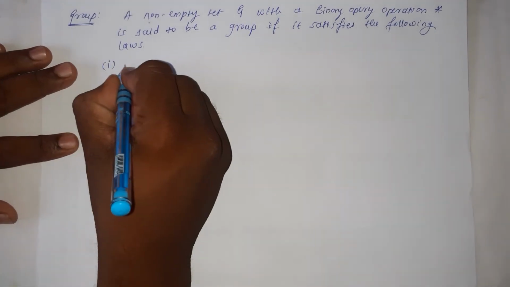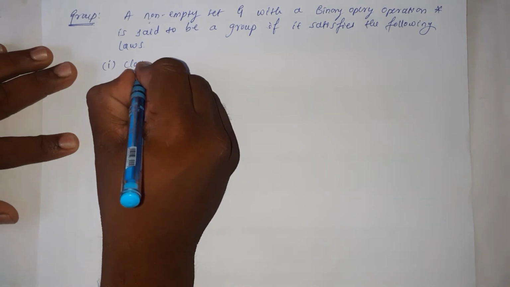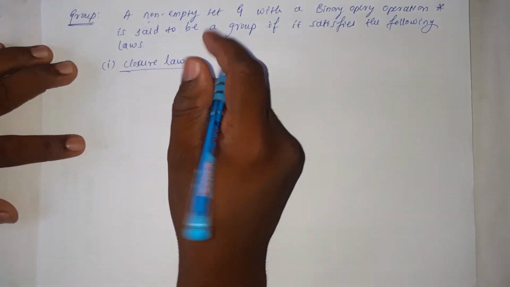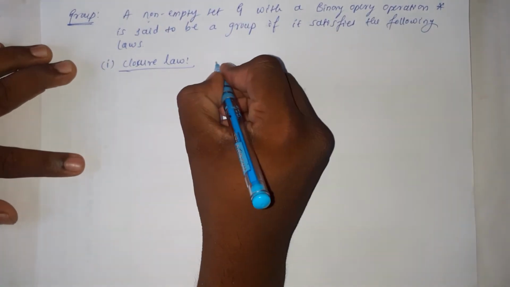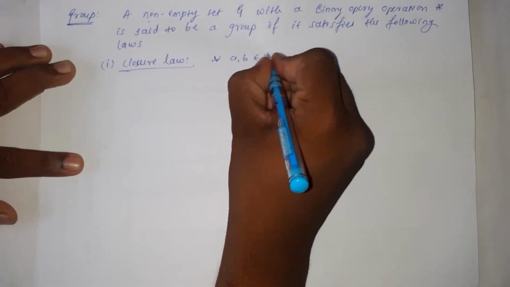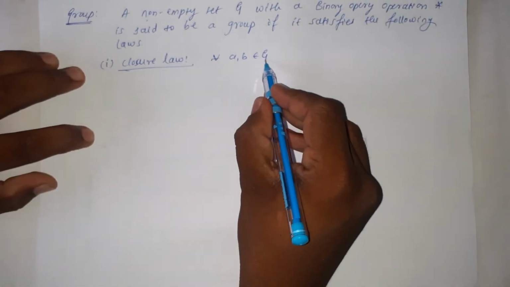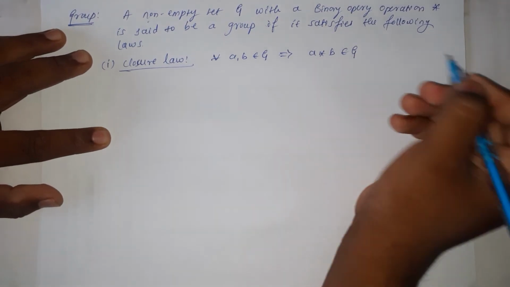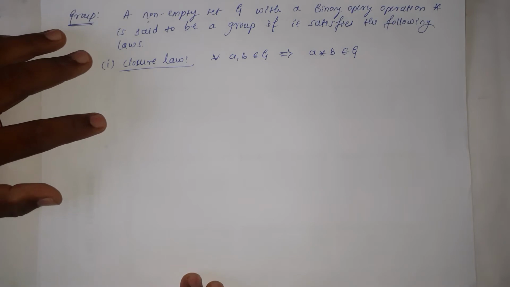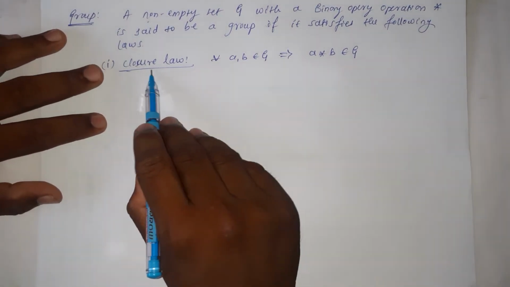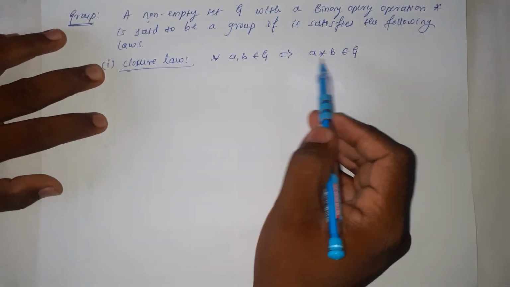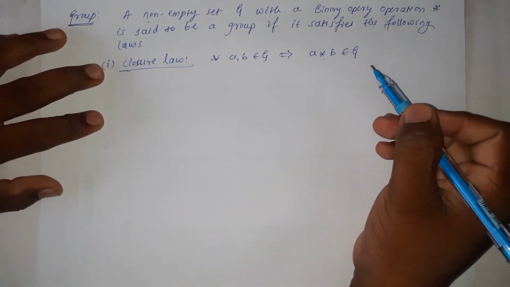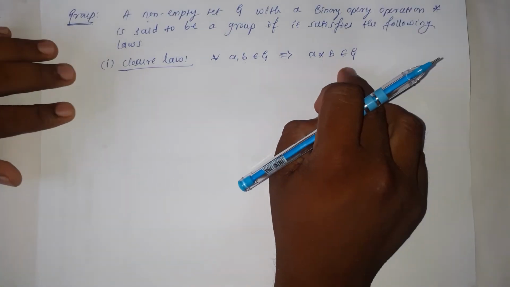So, here the first one is closure law. So, here the statement of this law is, for all a, b belongs to G, means for all the elements of G, it implies a star b belongs to G. So, here if star is the binary operation on the set G, then to satisfy the closure law, it has to satisfy the condition that for all a, b belongs to G, it implies a star b belongs to G, means after performing the binary operation, its product must be in the given set G.